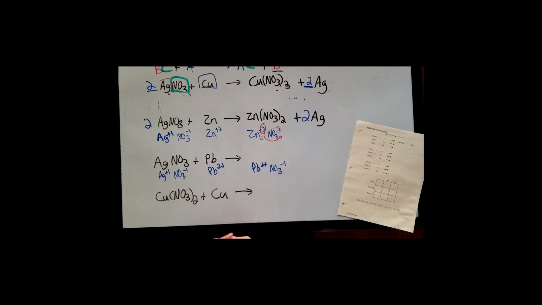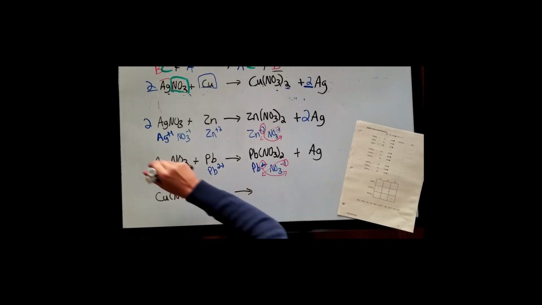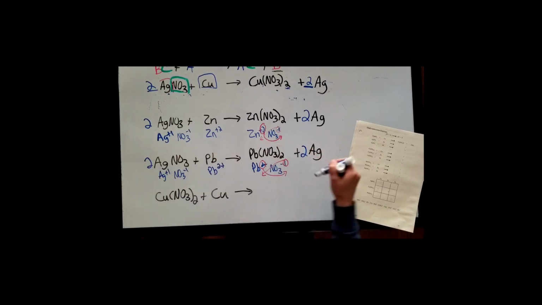Since the charges don't cancel, we do the crisscross method, and that tells us that we're going to need 2 NO3s and 1 lead. So we have Pb1 (NO3) sub 2. So that's one product. The other product is going to be the silver. And you can go through and write the list to balance, but to balance it, you would just need a 2 here and a 2 here because it's very similar to the previous ones.